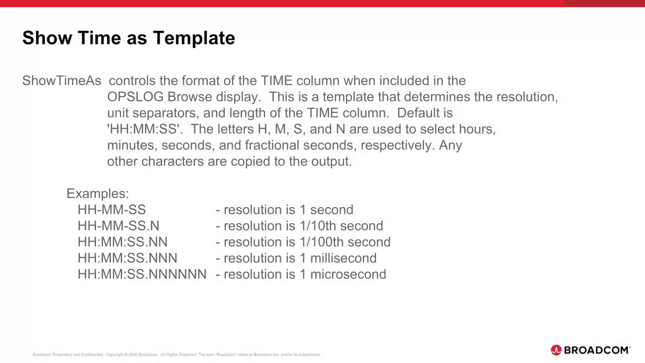The Show TimeAs template controls the format of the time column when included in the OPSLOG Browse display. This is a template that determines the resolution, unit separators such as dashes or colons, and the length of the time column. Default is HH:MM:SS. The letters H, M, S, and N are used to select hours, minutes, seconds, and fractional seconds respectively. And the other characters are copied to the output. Examples are below.